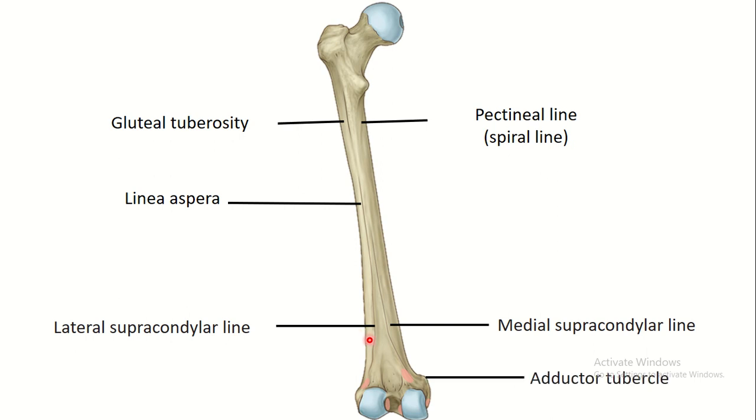supracondylar line. The medial supracondylar line ends in an elevation of bone called adductor tubercle, which is the site for insertion of the adductor magnus muscle. The surface between these two lines called popliteal surface, يمثل الفلور of the popliteal fossa.